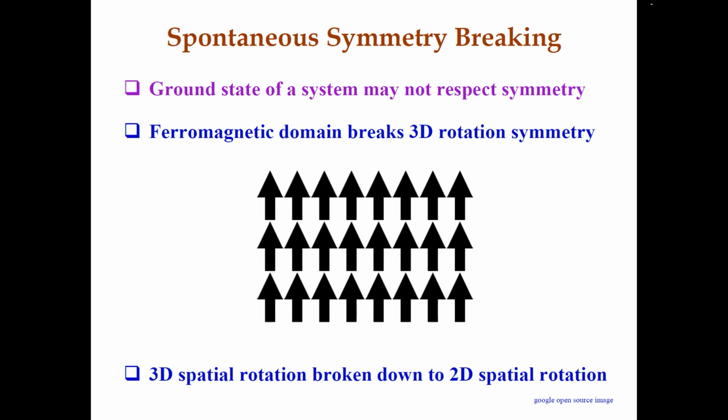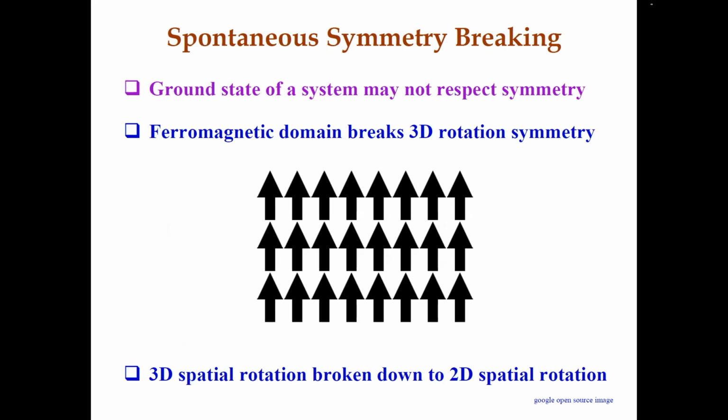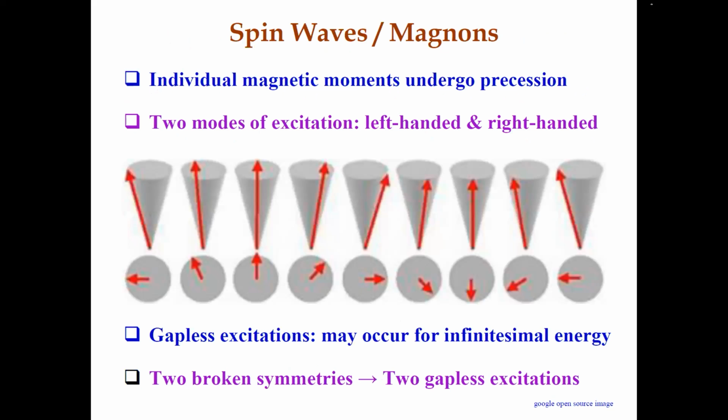Originally in three-dimensional rotation, you can make a rotation in three different ways, right? With respect to the x-axis, y-axis, z-axis. Now you can make a rotation with respect to just one axis. So how many symmetries are broken here? Two, right? So you have two symmetries that are spontaneously broken. It's broken by the ground state.